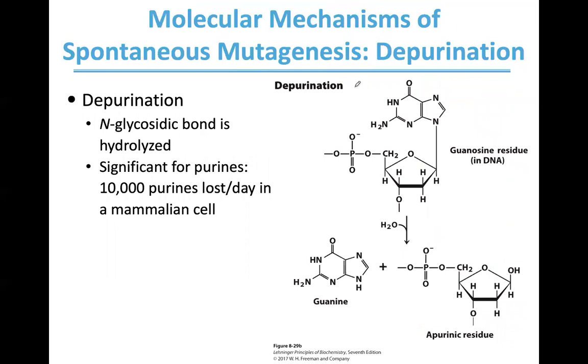So, depurination. We talked about why purines are better in terms of leaving, right? They have lots of nitrogens, they can be protonated more easily, and they can come off more easily. So depurination is a very important process in human DNA. You form the nitrogenous base and the apurinic residue. Apurinic means without purine. So you can have the free hemiacetal here, no nitrogen anymore. And significant for purines, about 10,000 lost per day in a mammalian cell.